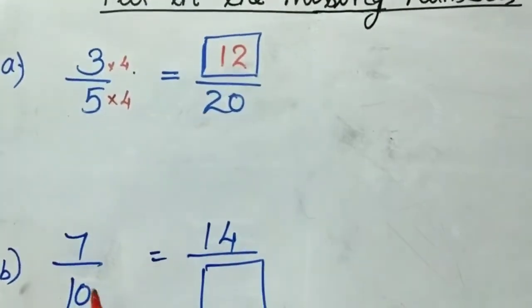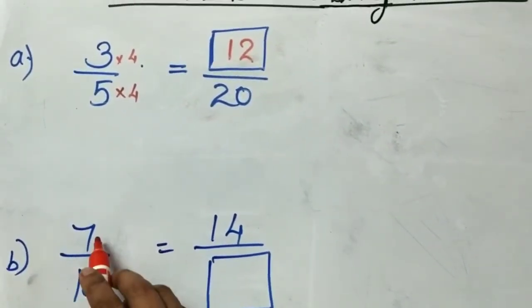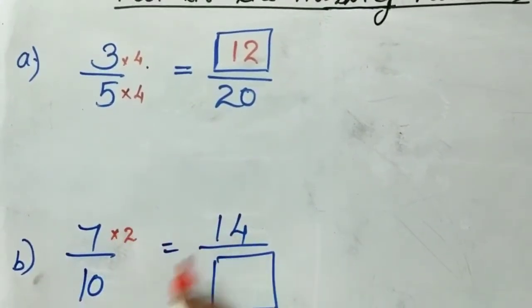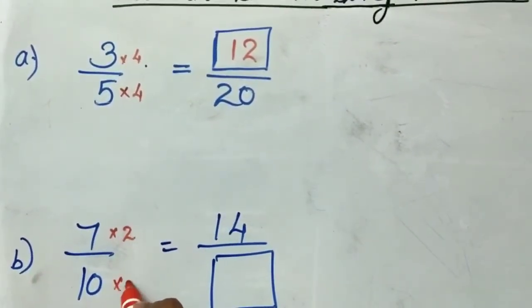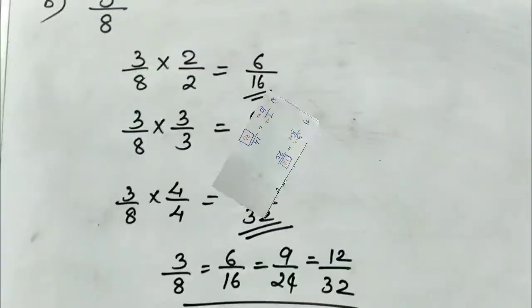12 by 20. 7 by 10 is equal to 14 by dash. 7 multiplied by which number is 14? 7 into 2, 14. Multiply the same number with 10. 10 into 2, 20. 14 by 20.